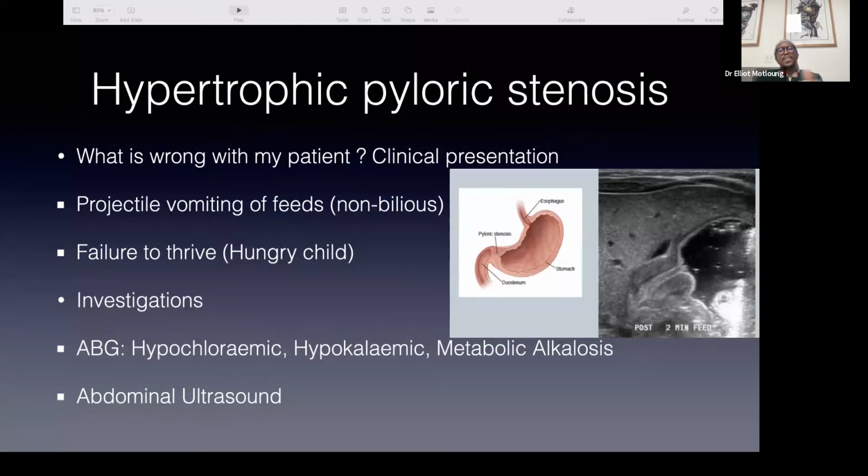Because of that, you then think, what is the modality that will confirm pyloric stenosis? We use an abdominal ultrasound, on which they will measure the channel and the actual thickness of the pylorus.